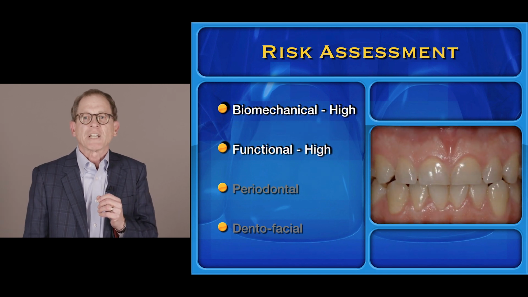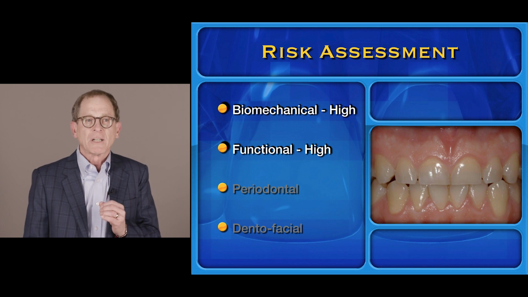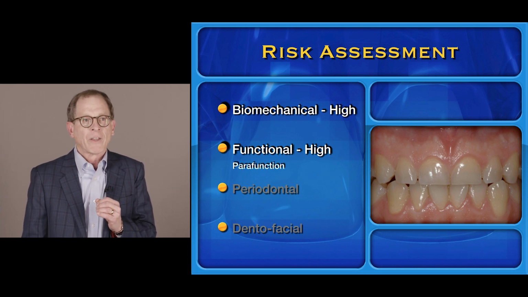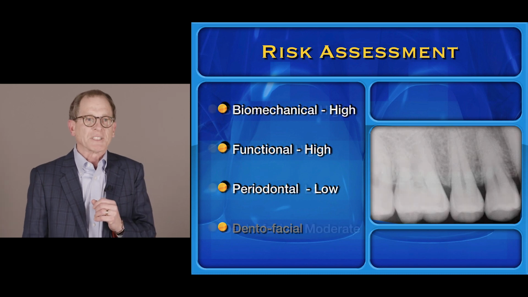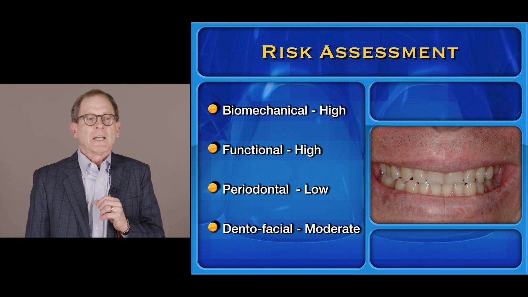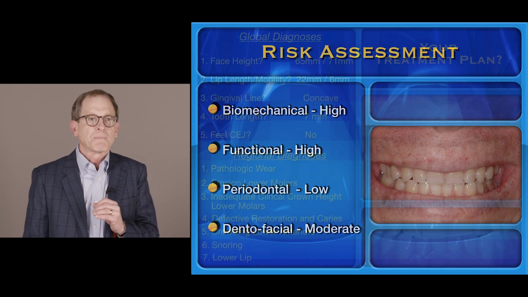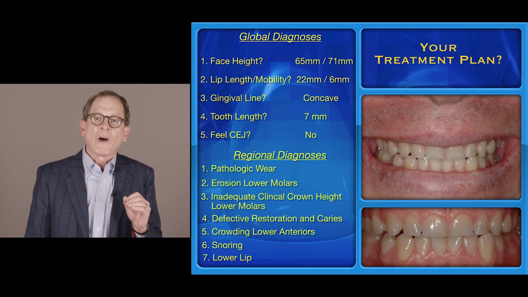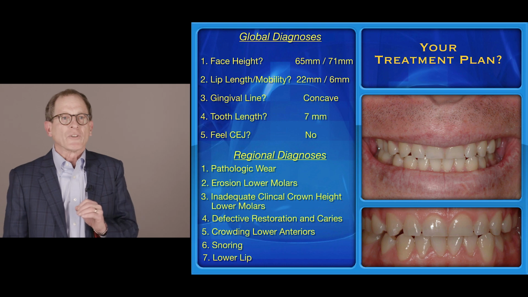The next risk assessment is functional, and once again, he is a high risk functionally because of his parafunction. We then look at the periodontal risk, and it's low. Oscar doesn't have any periodontal disease. And finally, dentofacial is a fancy way of saying aesthetic, and I would put Oscar at a moderate risk for aesthetics.